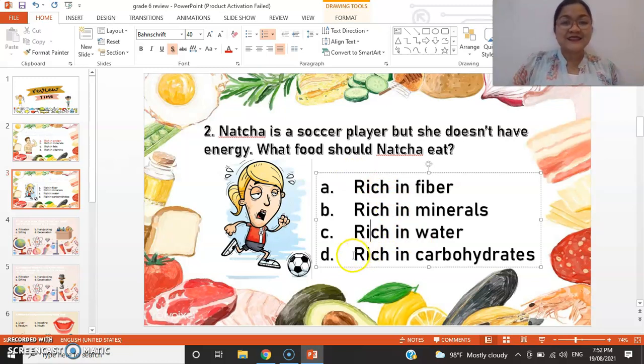The correct answer is carbohydrates. Very good. Again, when we need energy, we can eat food that is rich in carbohydrates. Alright, next, number 3.